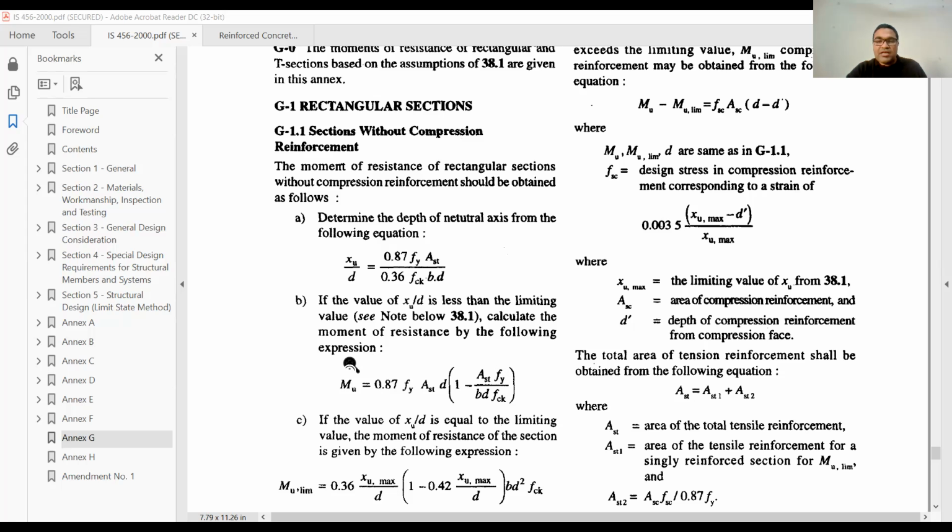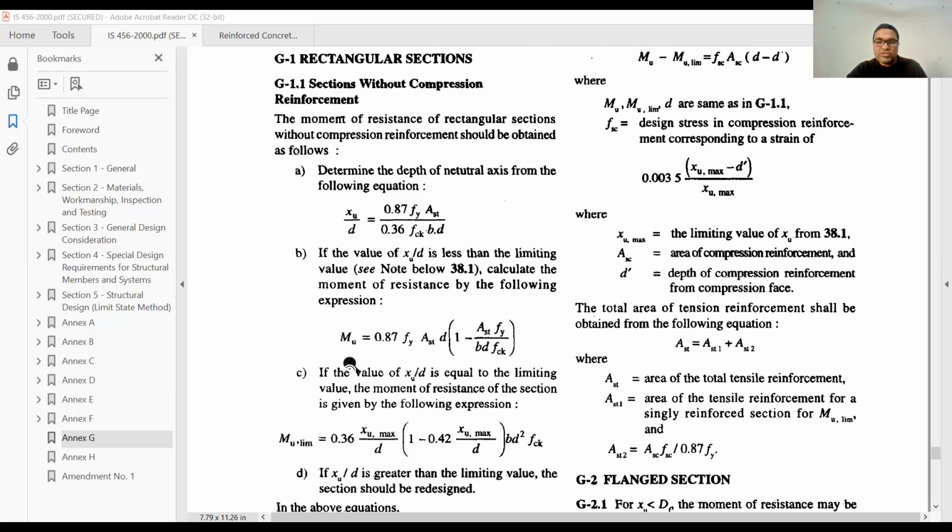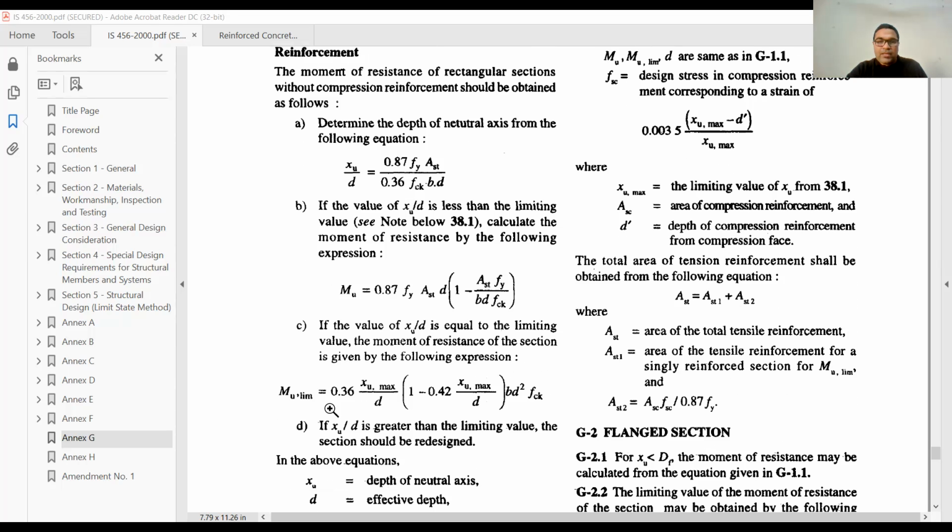Similarly, if we consider our section as an over reinforced section, then the moment of resistance formula is provided in the C part, which is Mu limiting. So the maximum moment of resistance is represented as Mu limiting, which is equal to 0.36 times xu max by d, in the bracket 1 minus 0.42 xu max by d, outside the bracket bd square into fck. So now we have the option to use either the B formula or the C formula.